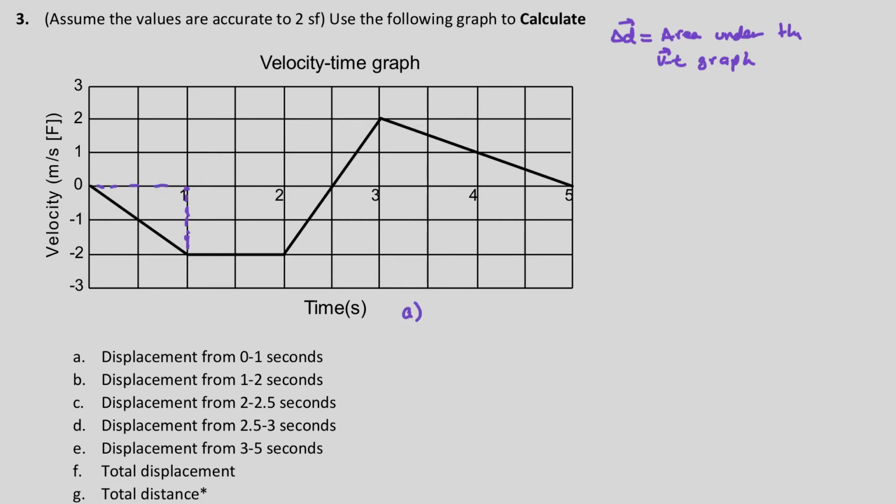So for A, the displacement from 0 to 1 is going to equal, well, my height is -2, my base is 1. So 1 times -2 divided by 2, that's going to equal -1.